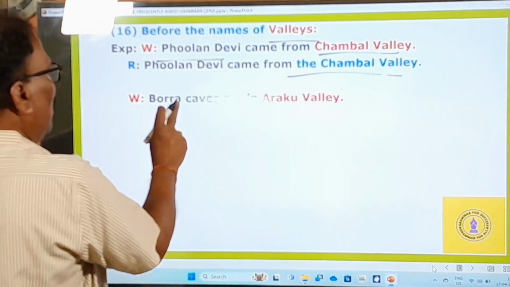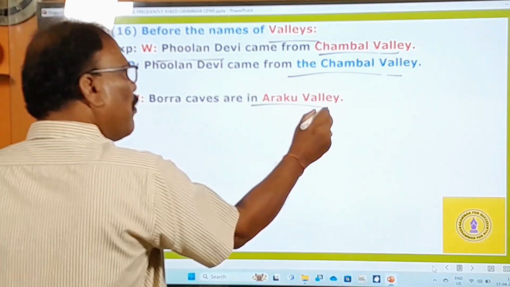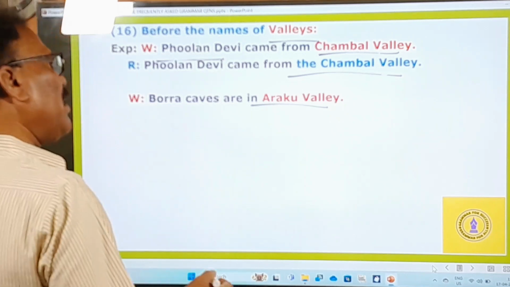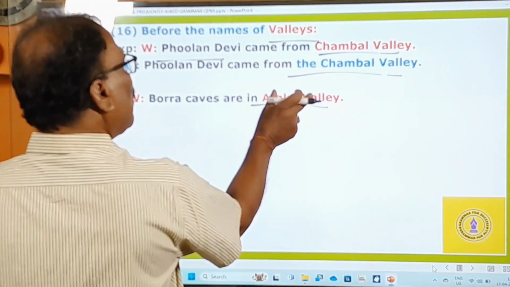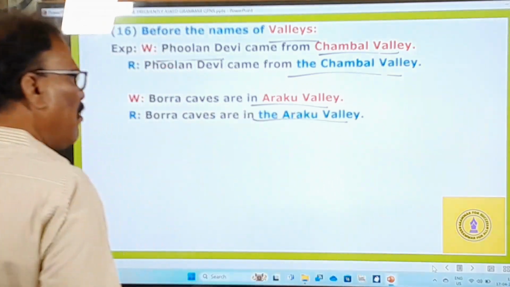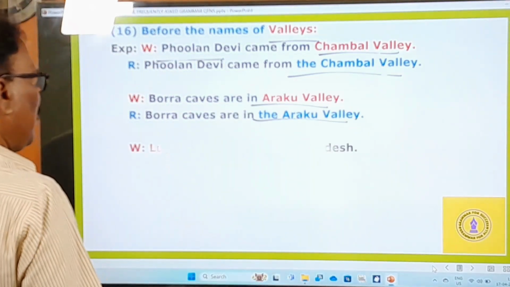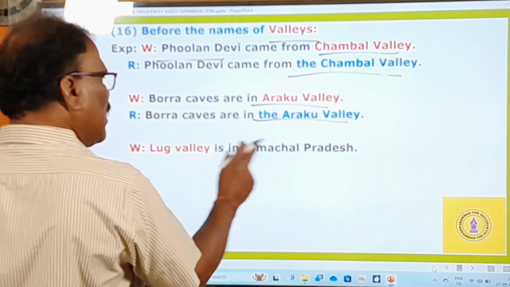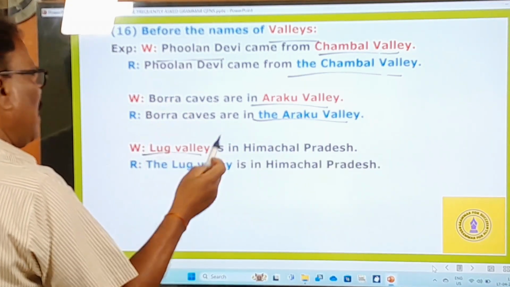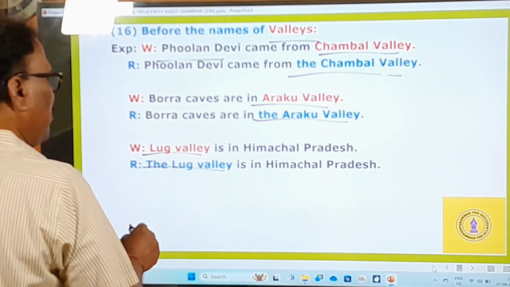So it's like that. Borra caves are in Araku Valley. In Telugu, we say something else, but in English, Araku Valley. So you cannot simply say Araku Valley, but you have to say the Araku Valley. Okay, right. Lug Valley is in Himachal Pradesh. Whatever it is, if it is the name of a valley, the must precede it.